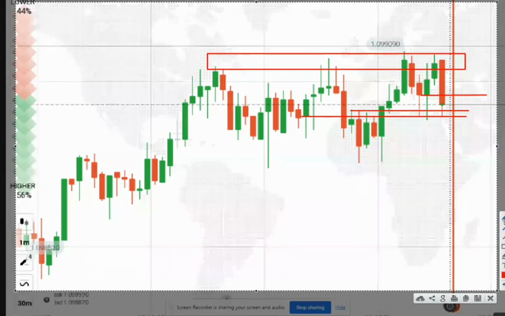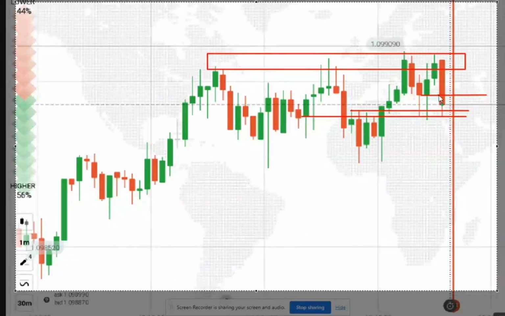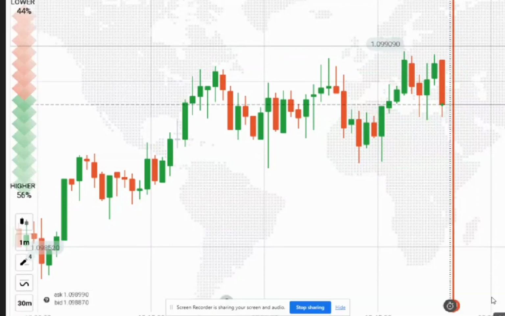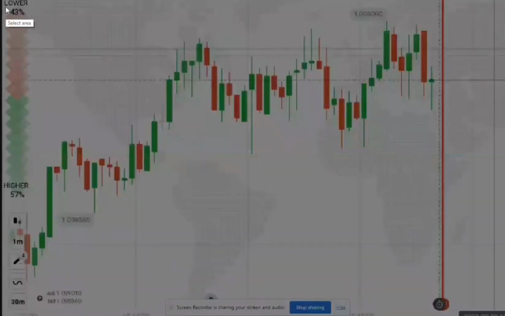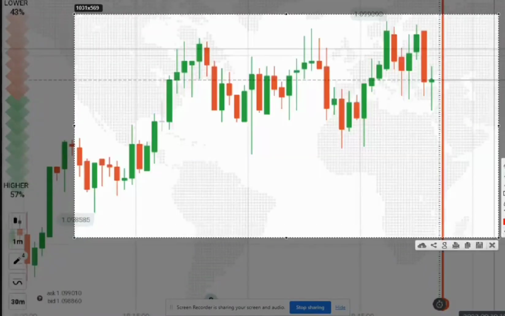So as you can see, the market is now at the buyer's zone. It's now at the buyer's zone. So I expect the next candle here to be a green candle. Okay, now as you can see, the next candle actually formed a green candle.